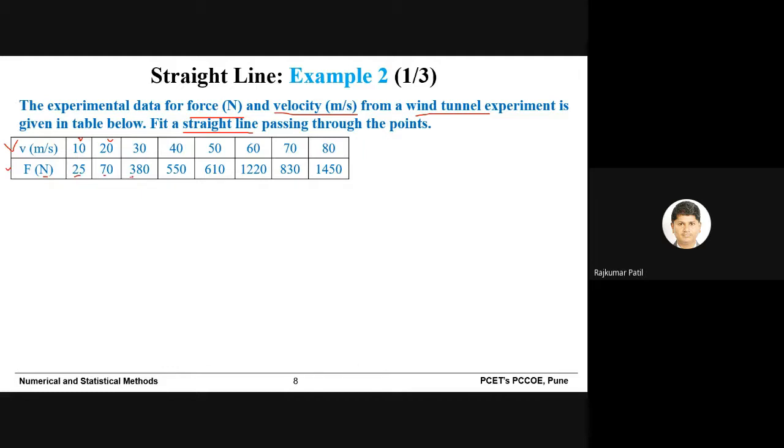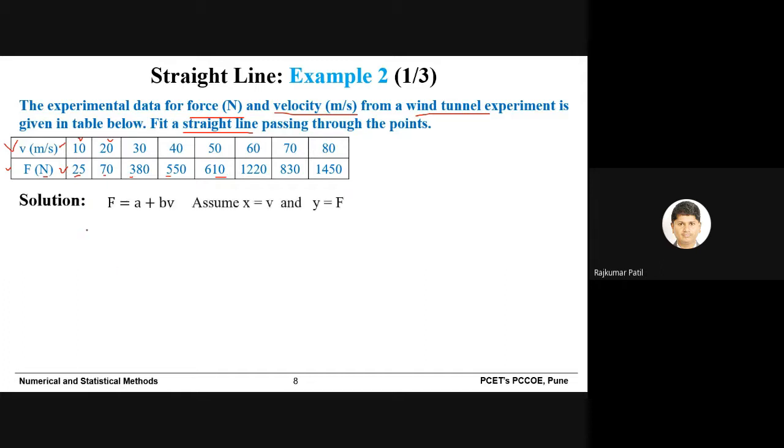Before you start solving the problem, you need to check whether the units are appropriately given or not. If they are mismatching, then you need to convert the units. Otherwise, what will happen later? There will be a mistake in the final equation. So Newton and meter per second, of course the SI units are there and it is absolutely fine for us.